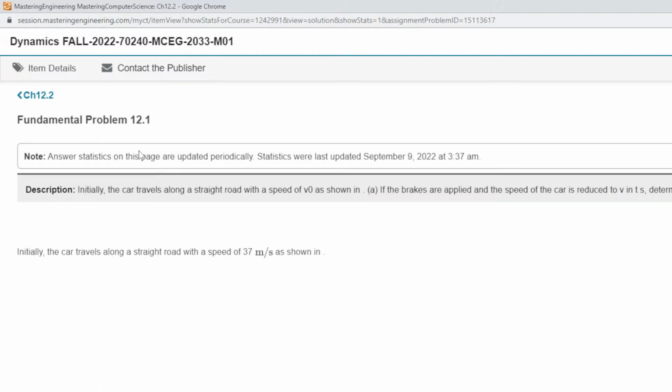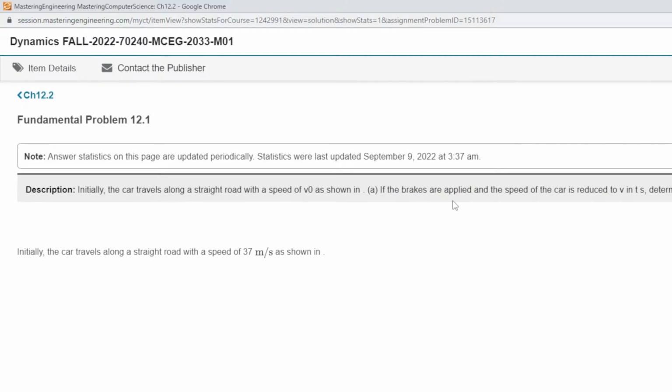It says, initially the car travels on a straight line with V as shown. But what he has, and I've noticed this on all of them, is a little darker area with the text, and sometimes the stuff is missing. Then you look down here and it's a better write-up. So if the brakes were applied and the speed of the car is reduced to V in T seconds, determine the constant deceleration of the car.